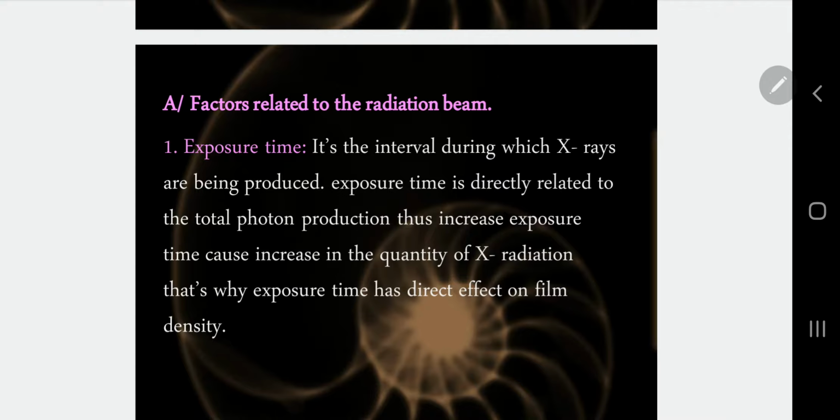Exposure time. It is the interval during which the X-rays are being produced. Exposure time is directly related to the total photon production. Thus, increased exposure time causes an increase in the quantity of X-rays. That's why exposure time has a direct effect on the film density.